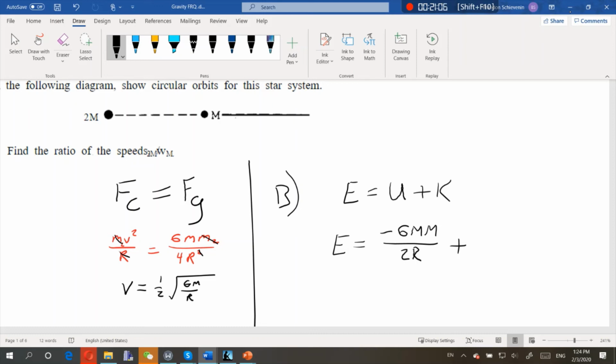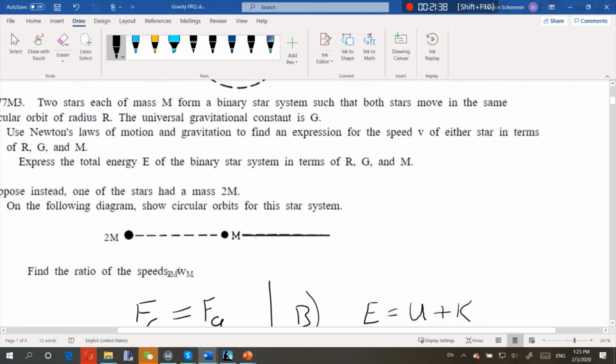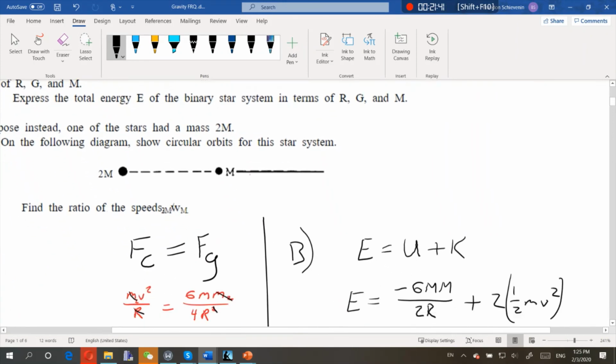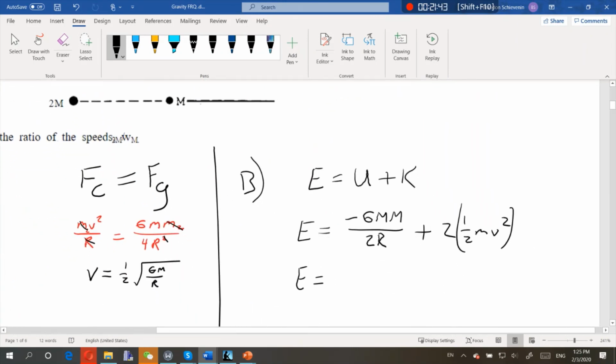So I'm going to have 1/2 mv squared, but then we've got 2 objects this time, so we'll have double that in kinetic energy. Okay, so let's keep going from there. Then we just add it and simplify. Okay, I was told we need to get this in terms of R, G, and M, so I've got some variables we can't use.